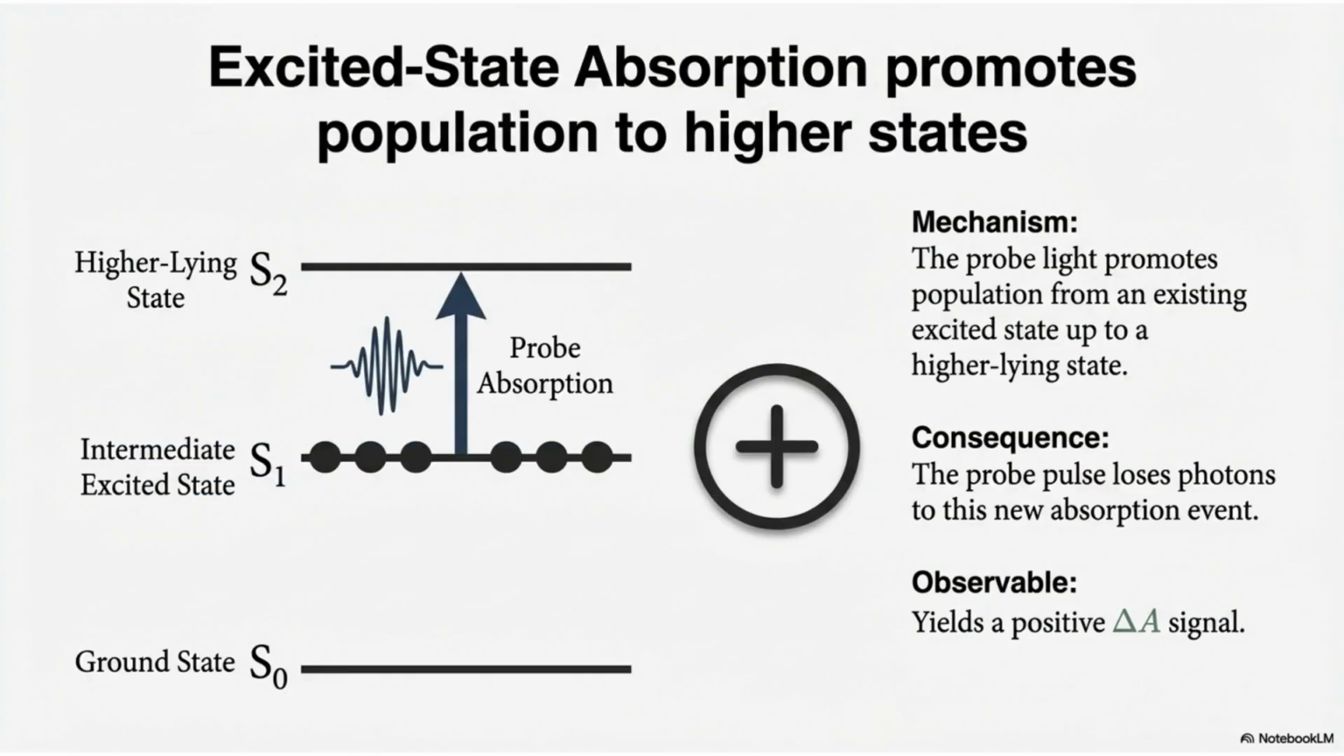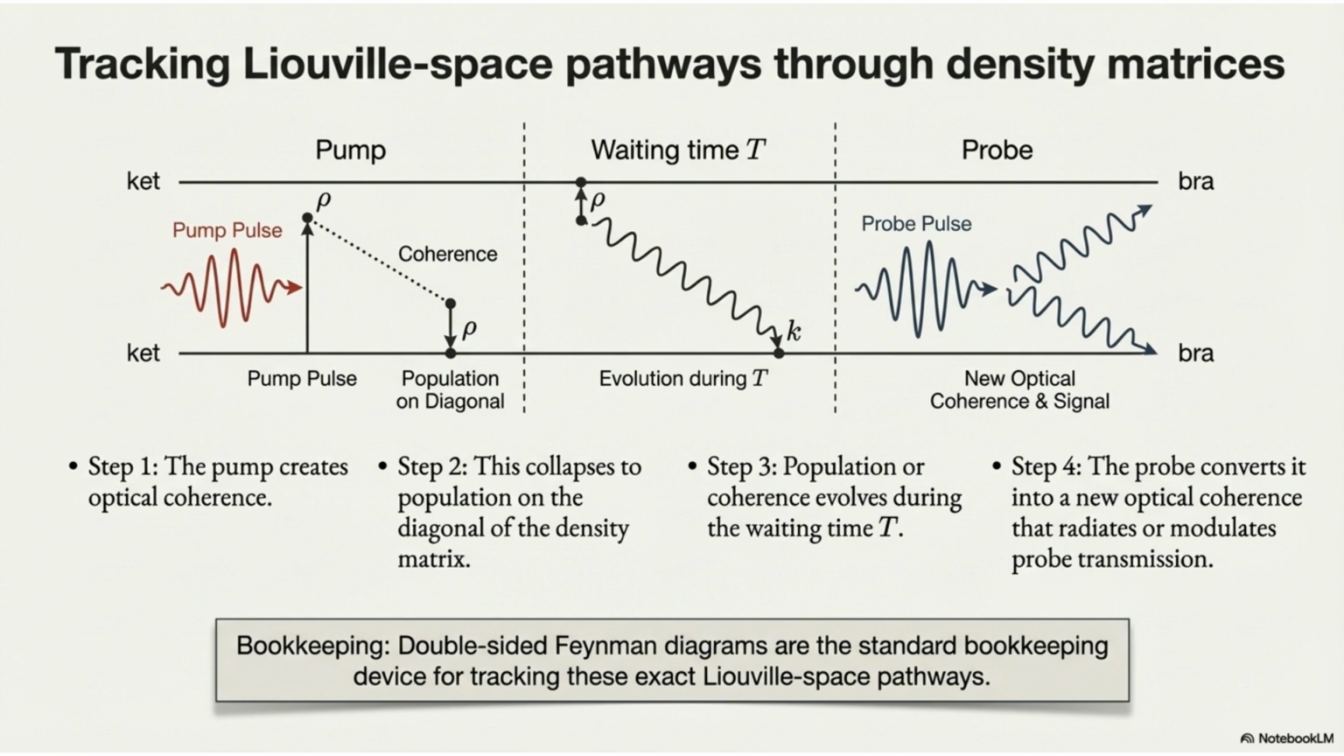Excited state absorption promotes population to higher states. The probe light promotes population from an existing excited state up to a higher lying state, resulting in a positive delta A signal. We track Liouville space pathways through density matrices using 4 steps. The pump creates optical coherence, which collapses to population. This evolves, and the probe converts it into a new optical coherence that modulates transmission.